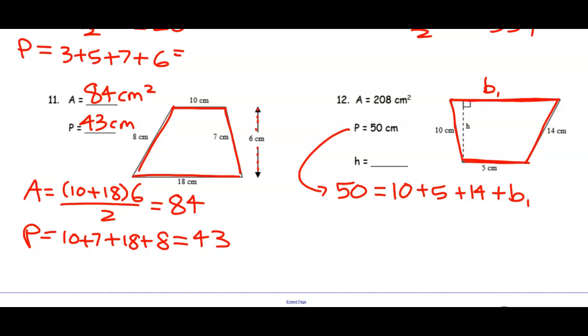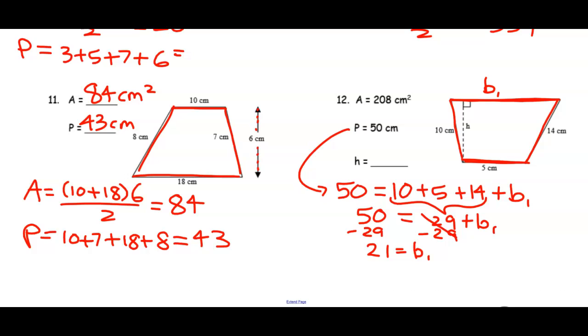Cool. Okay. Add up what we do know. 10 plus 5 plus 14 is 29 plus B1. Okay, and if I'm solving for B1, last step is to subtract 29. 50 minus 29, 21. Okay, that's cool. So I know B1 equals 21. Now, I'm going to need to use that area to figure out the height.